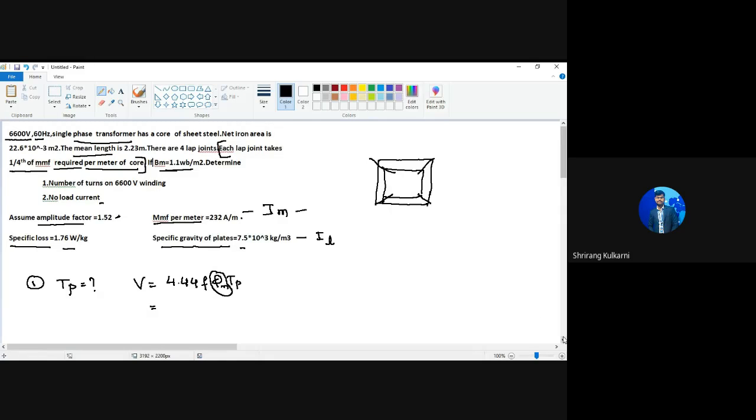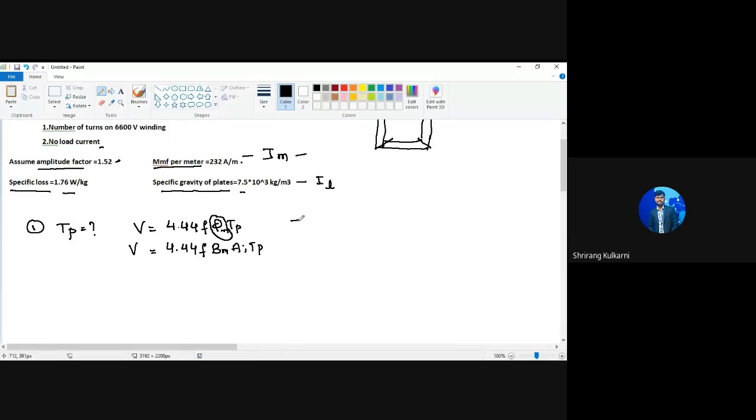Bm is given. And what is given? Net iron area is given. Bm is equal to 1.1 Weber per meter square. The net iron area AI value is given as 22.6 into 10 to the power of minus 3 meters square. So in place of flux, you substitute these two. So flux is equal to Bm into AI. V equals 4.44 frequency, Bm, AI, Tp.